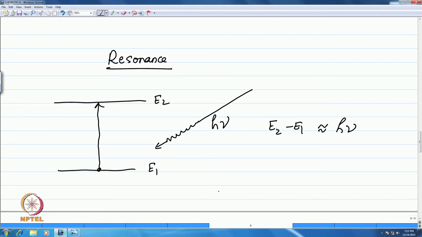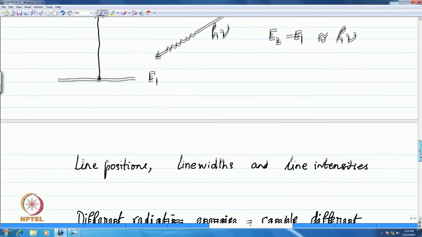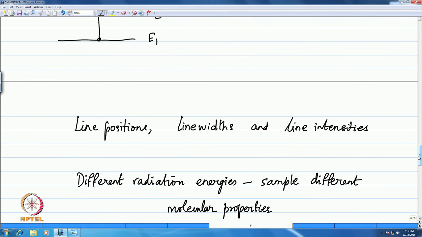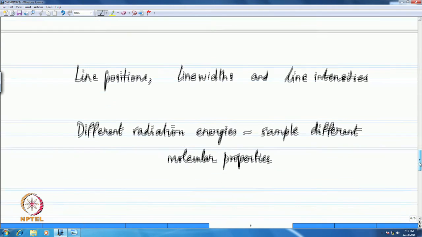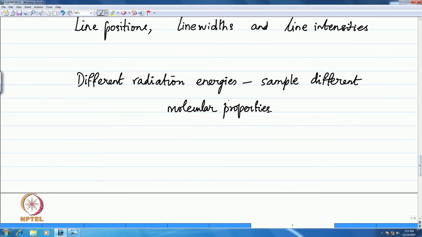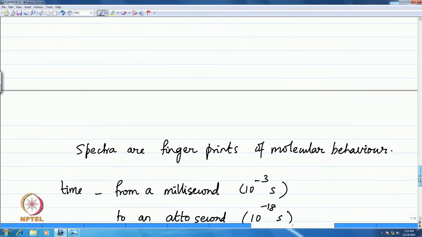Okay. The most important thing in a spectrum that we have to look at are three things, namely line positions, line widths, and line intensities. How different radiation energies allow us to understand different molecular properties, that is, different radiation energies sample different molecular properties. These are the most fundamentally important ideas in spectroscopy.